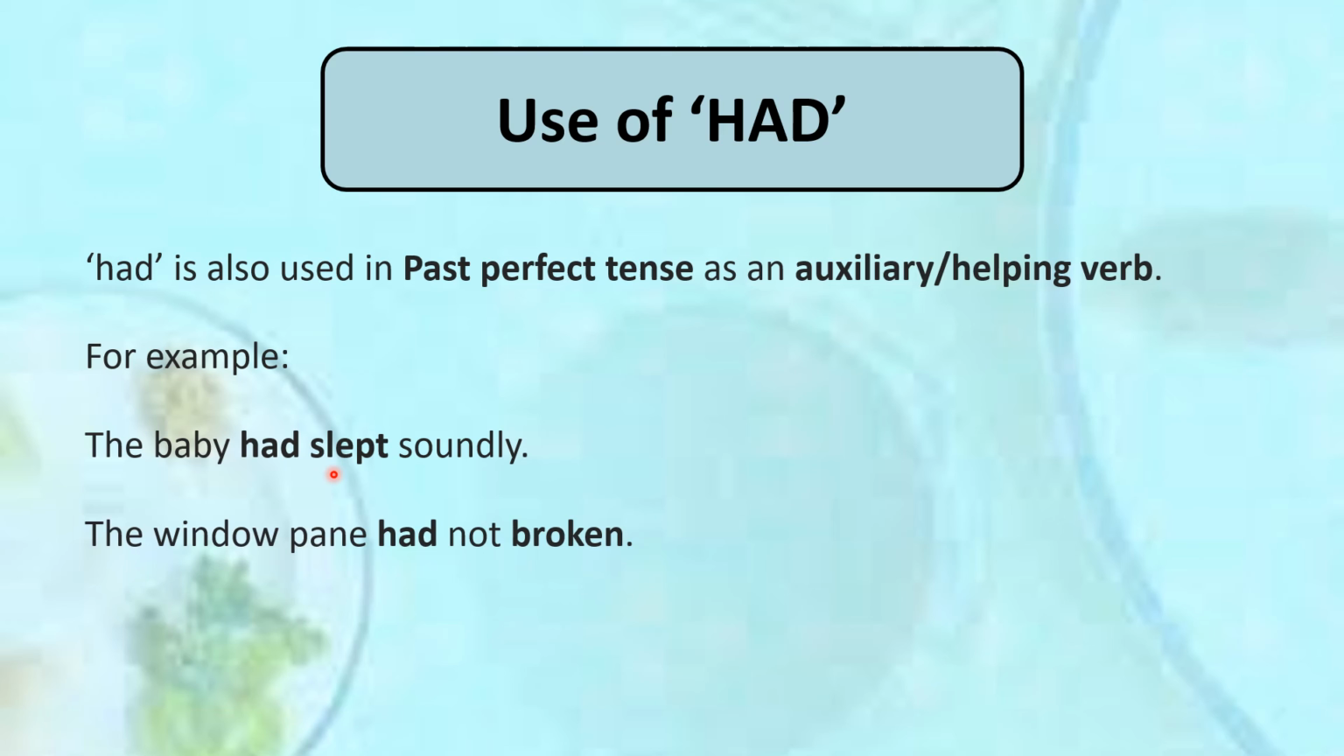Here is the second example. The window pane had not broken. Had and broken help you understand that this sentence is written in past perfect tense. Not here has been added in order to show that this sentence is written in its negative form.